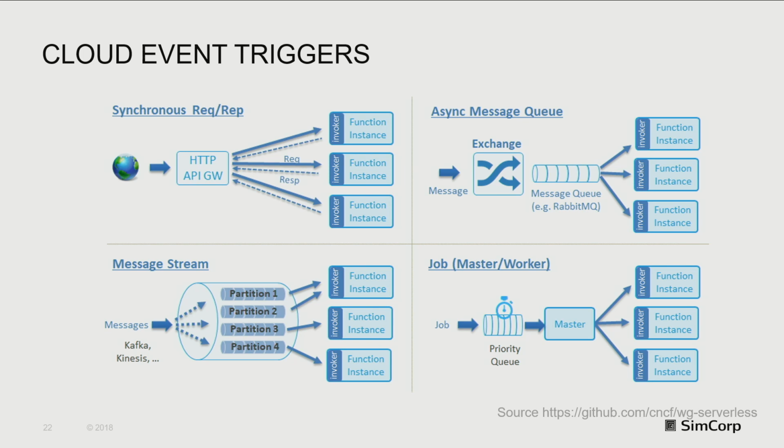So in serverless, everything is about events. In principle, we have just a normal synchronous request-response event. Then we can have asynchronous events. Then there are also message streams. In message streams, this is usually the publish-subscribe pattern where we publish events. I'll show this later. And then there are also jobs, where we can execute some jobs every, I don't know, 20 minutes, with a defined timer.